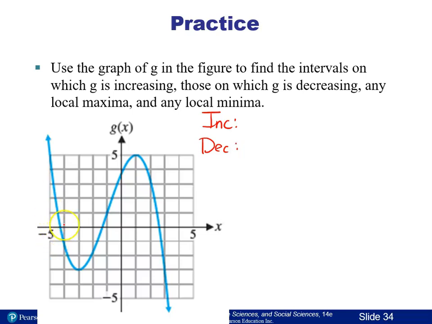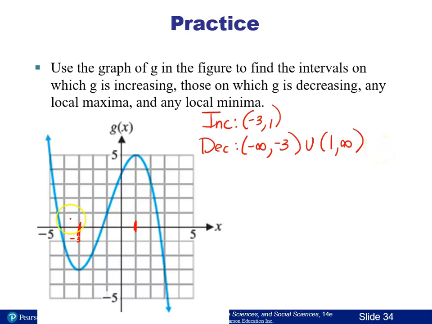Okay, so looking at this, we can see that here it's falling. So it's decreasing from negative infinity to -3. And then it turns and it increases. We always write these in terms of the domain, so it increases from -3 to 1. And then it turns around and decreases the rest of the way. So it's going to decrease from 1 to infinity.